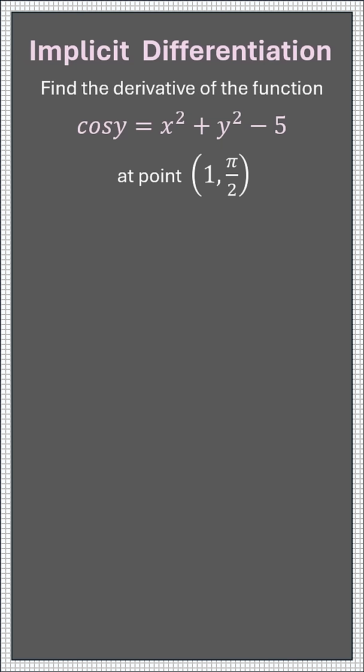Hello, calculus community. Today we find the derivative of an implicit function at the point (1, pi over 2).